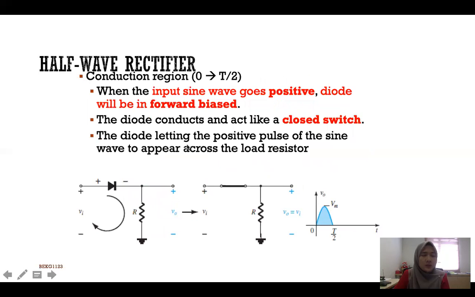The diode lets the positive pulse of the sine wave appear across the load resistor. So from this circuit, you can actually get the V naught. V naught here is equal to V in. So this is the output. This output will follow V in from time 0 until T over 2.